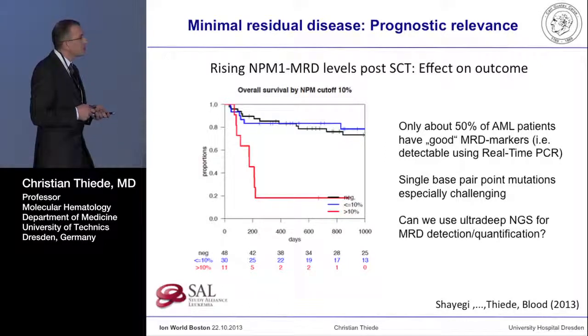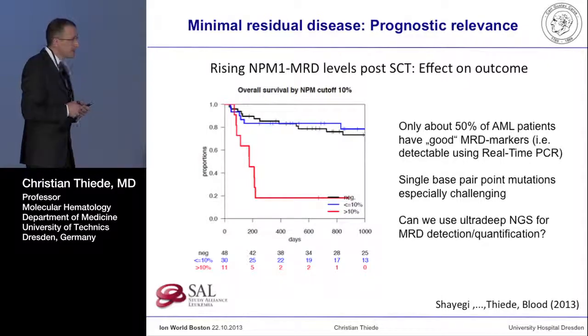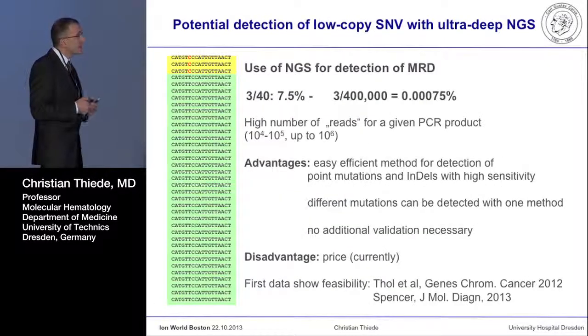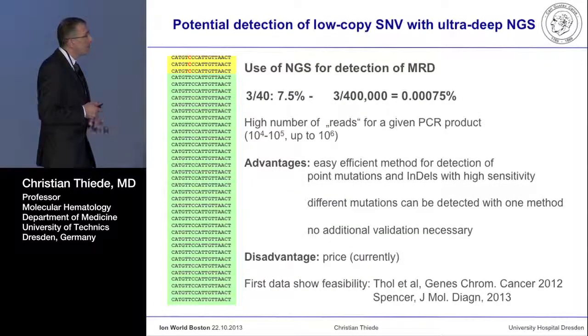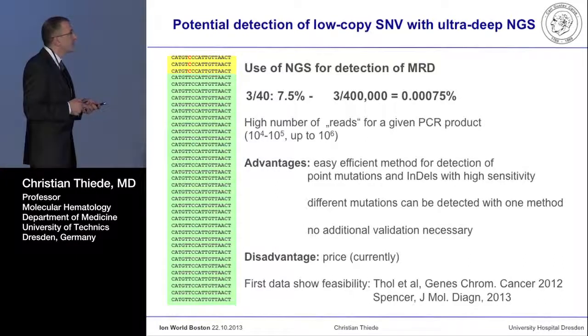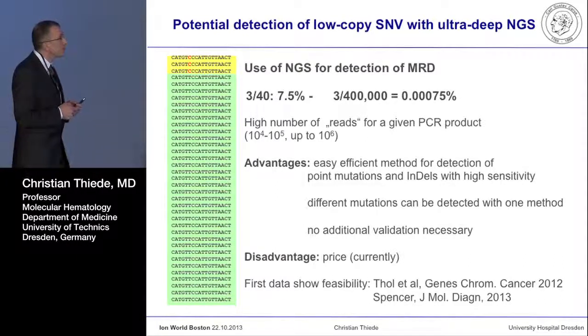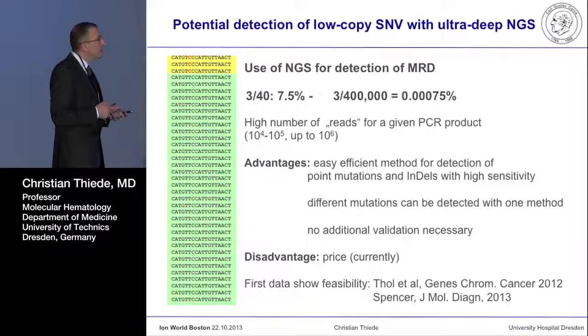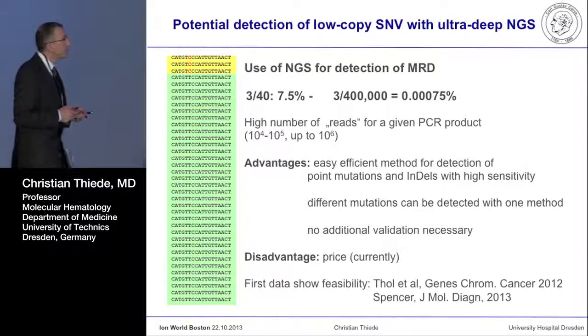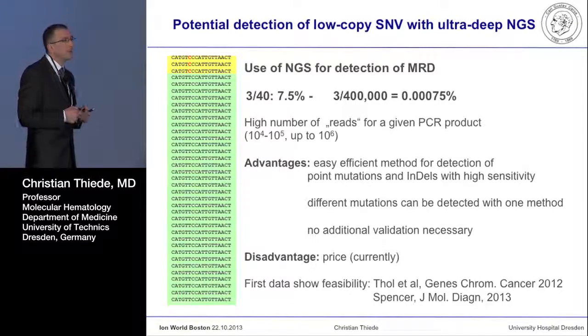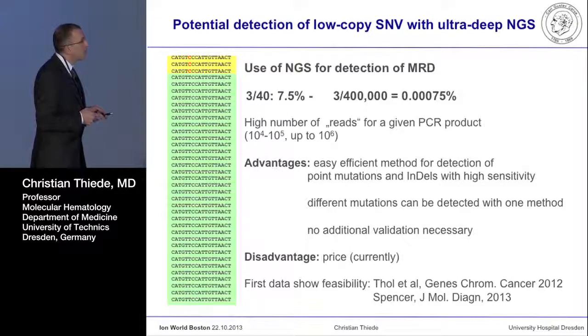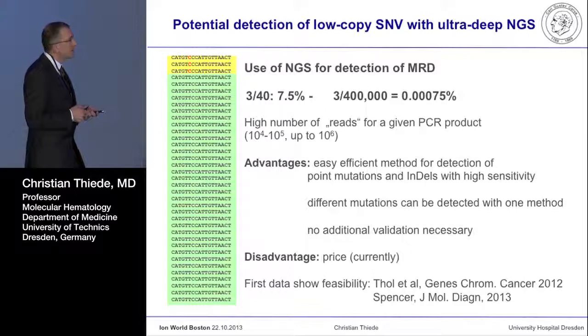So our question was, can we detect such mutations using next-generation sequencing? This is just a scheme illustrating the approach. When you have a standard coverage, probably about 40-fold per amplicon, you can detect this with a sensitivity of probably 5%. But if you increase the read depth per sample to probably 400,000-fold, the sensitivity achievable is much, much higher. So this would have major advantages.